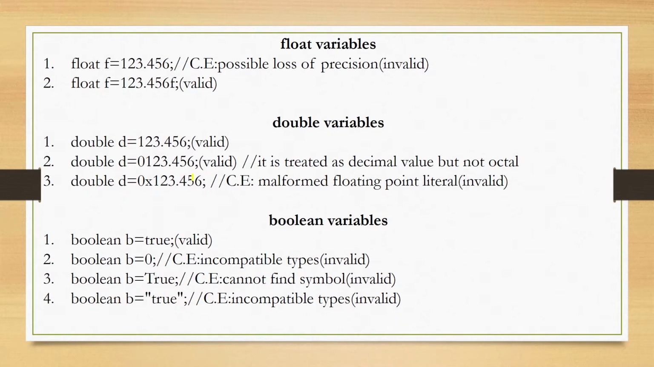Now let's move on. Let's see the declaration examples of float variables. We have seen this example. If we try to assign the value 123.456, we would get an error because the character F is not present, so it interprets this as a double type. When we add F here, it is valid, and the one without F is invalid. Then a declaration of double variables. So double d equal to 123.456 is valid, as we have seen. And 0123.456 would also result in valid.